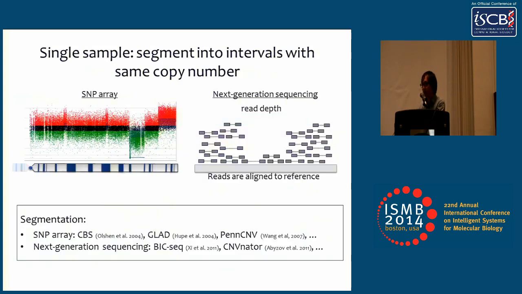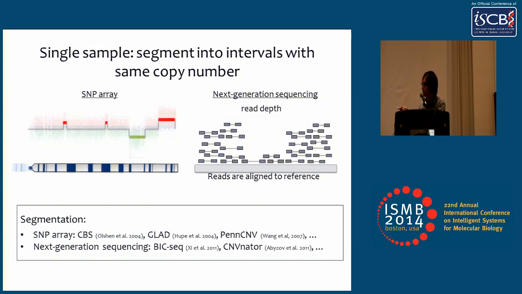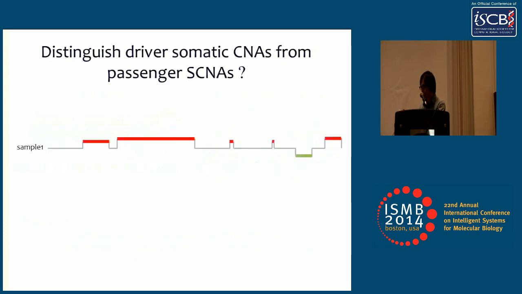Based on this copy number distribution, the segmentation process can turn it into intervals with the corresponding copy number and also the boundaries of each copy number. For this segmentation process, many methods have been introduced, for example, CBS, GLAD, and PanCNV can be used on SNP array data, or BigSeq can be used on next-generation sequencing data.